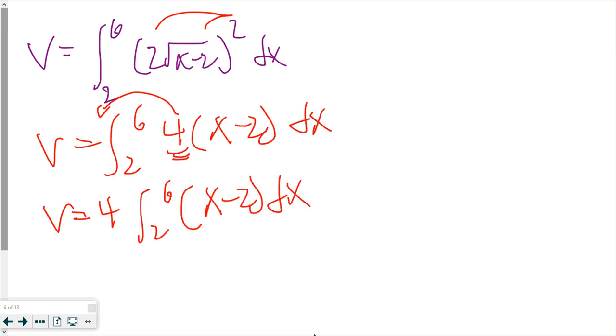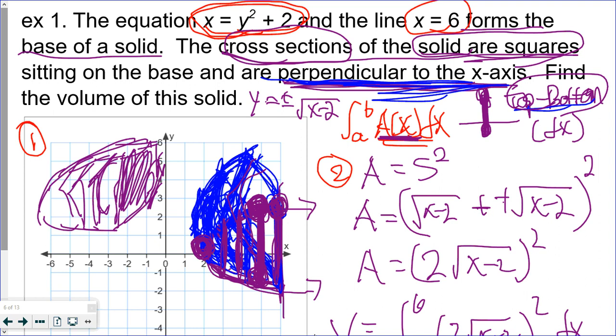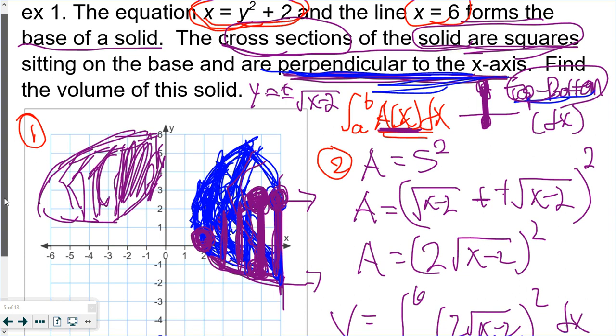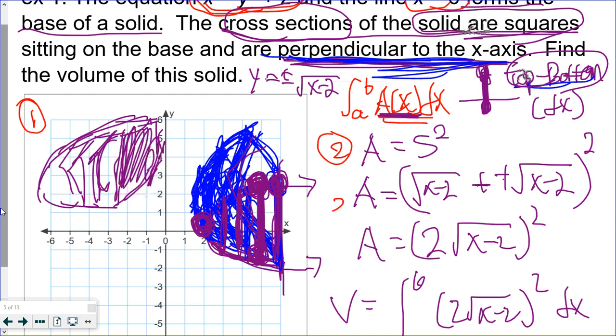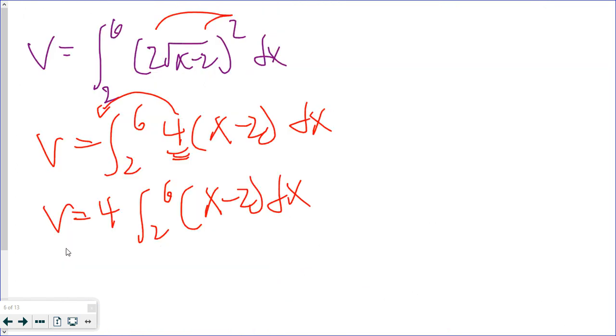So if I'm still labeling these steps, I kind of want to go back here. Step two is to create that generic equation. I would call step three substituting in my variable x, getting in terms of x. And then step four would be to simplify and integrate that. So I would call this right here what we're doing, step four.